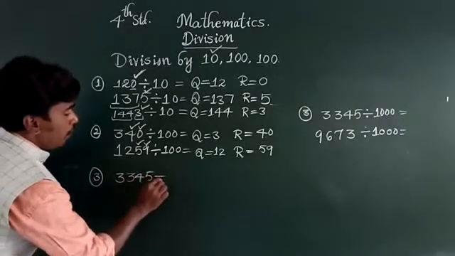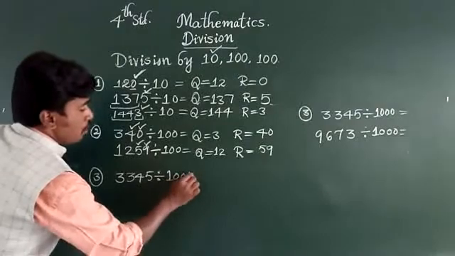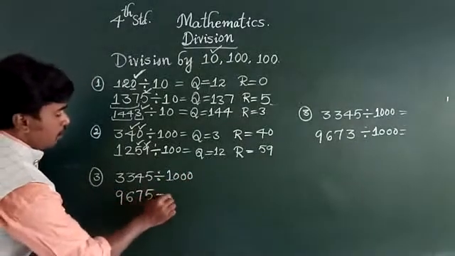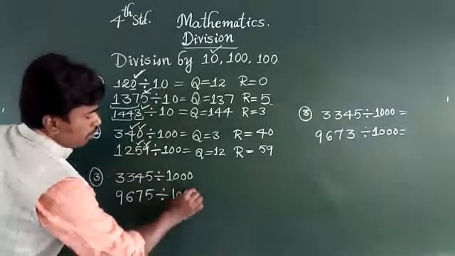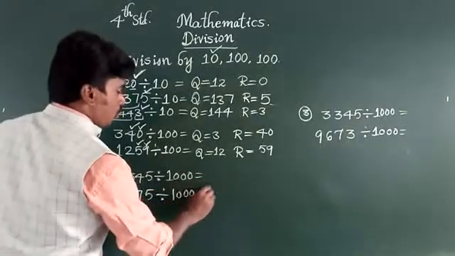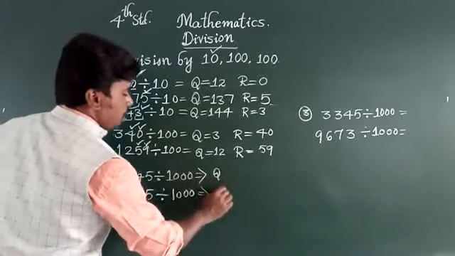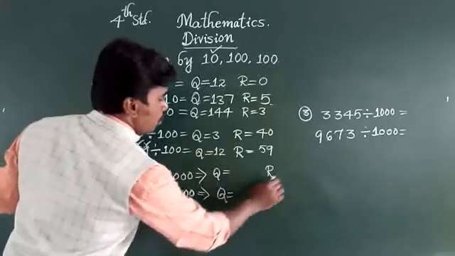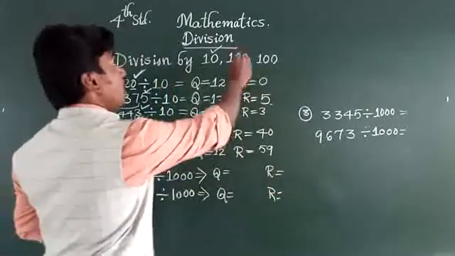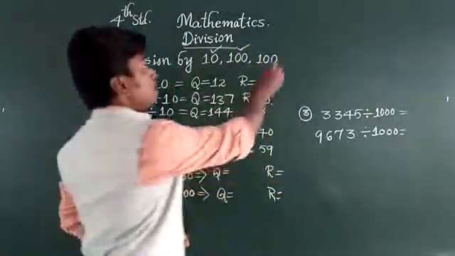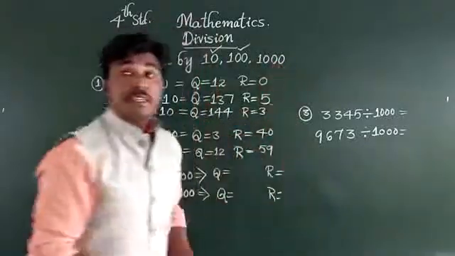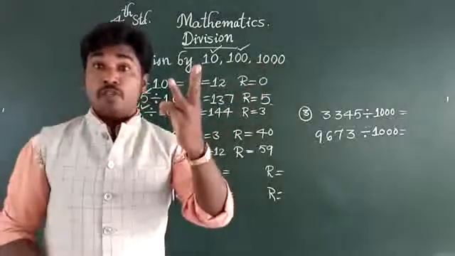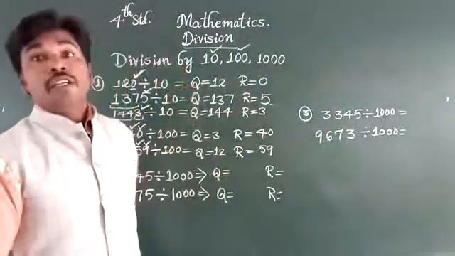3345 divided by 1000, and 9675 divided by 1000. So here also the quotient and remainders. Dear children, observe here. In 1000, 100 has completed. Now you come to 1000. In 1000, how many zeros are there? There are 3 zeros: 1, 2, 3.